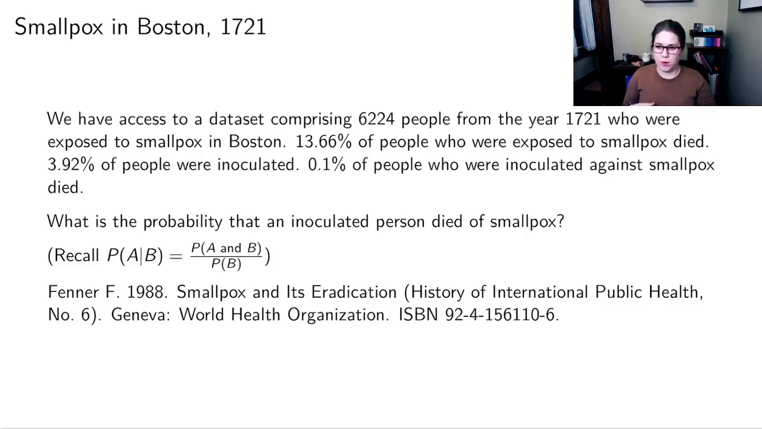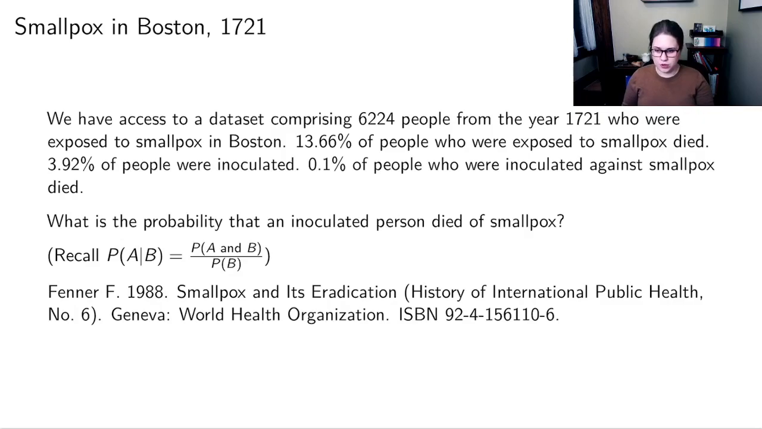It'll say something like, we have this data set, it's got 6,224 people, the year was 1721, these people were exposed to smallpox in Boston, 13.66% of people who were exposed to smallpox died. 3.9% of people were inoculated, like they got a vaccine. 0.1% of people who were inoculated against smallpox died. And what is the probability that an inoculated person died of smallpox? And then we could try to answer this question a couple different ways.